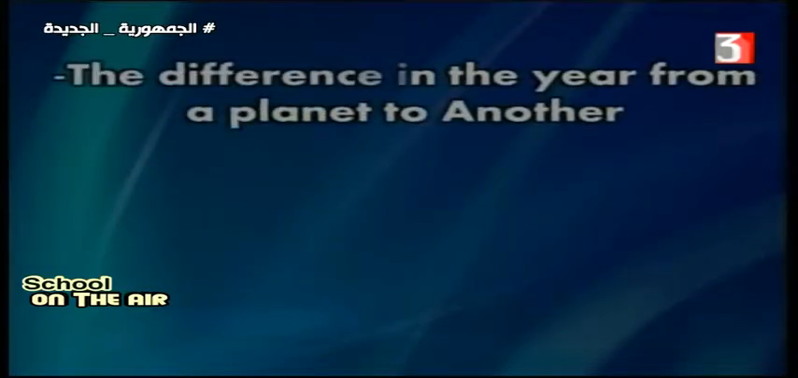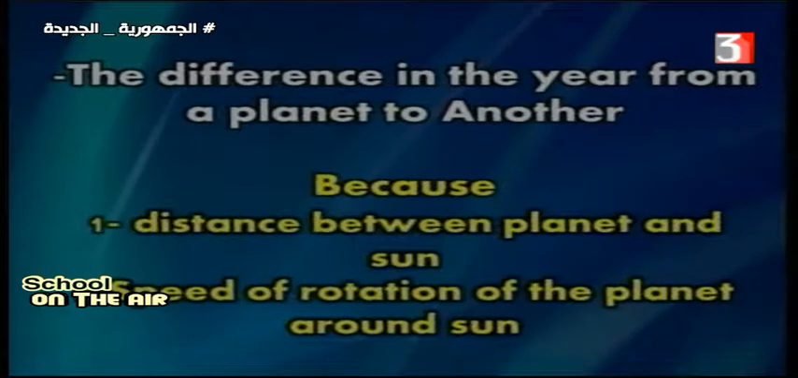It says the difference in the year from one planet to another. To know this difference, you must be sure what about the speed and what is the way of this planet. Catch the answer? Because for the first one, yes, the distance between the planet and the sun, this is the important factor. The second factor is the speed of rotation of the planet around the sun. Wonderful to catch this answer. My dear, complete the answer to get a full mark.